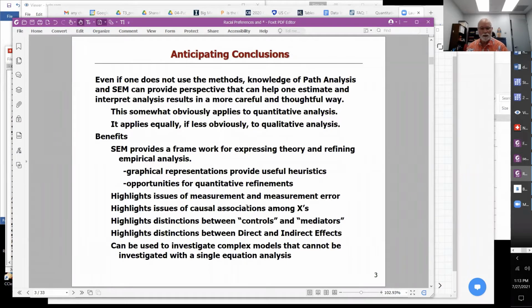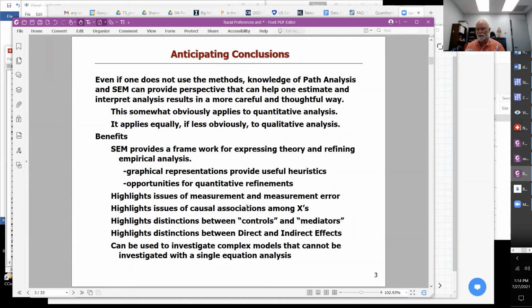So what are some of the conclusions that we're going to move to as we work through these slides? One is that even if you never use the methods, if you gain some knowledge about structural equation modeling, it can benefit you.